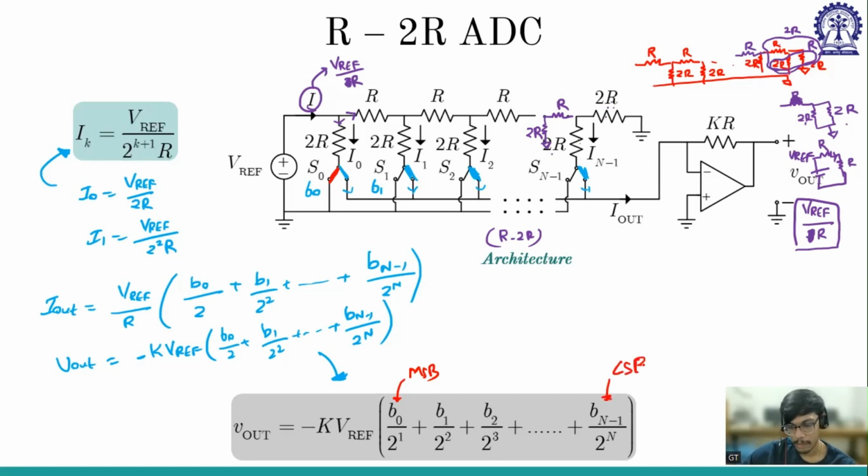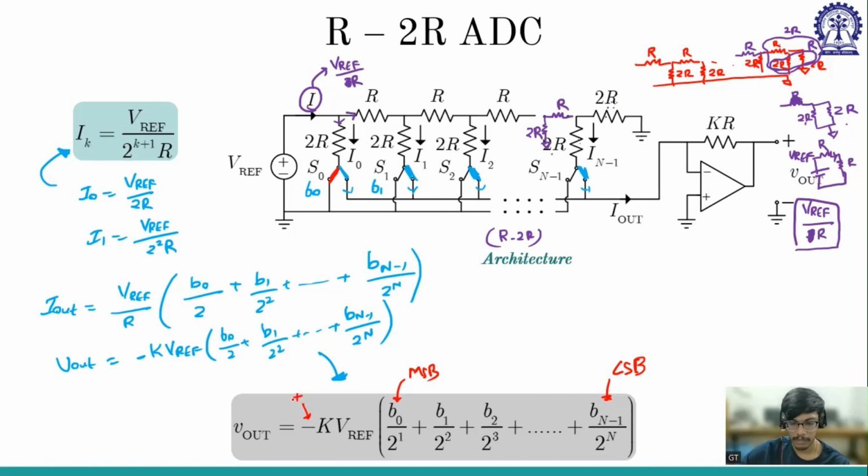So depending upon which bit is on, that particular current will be added up and it is fed to a resistor so that we will get equivalent voltage. Now there is a minus sign. Maybe if you want a plus sign, then you can put another unity gain inverter so that it becomes plus.